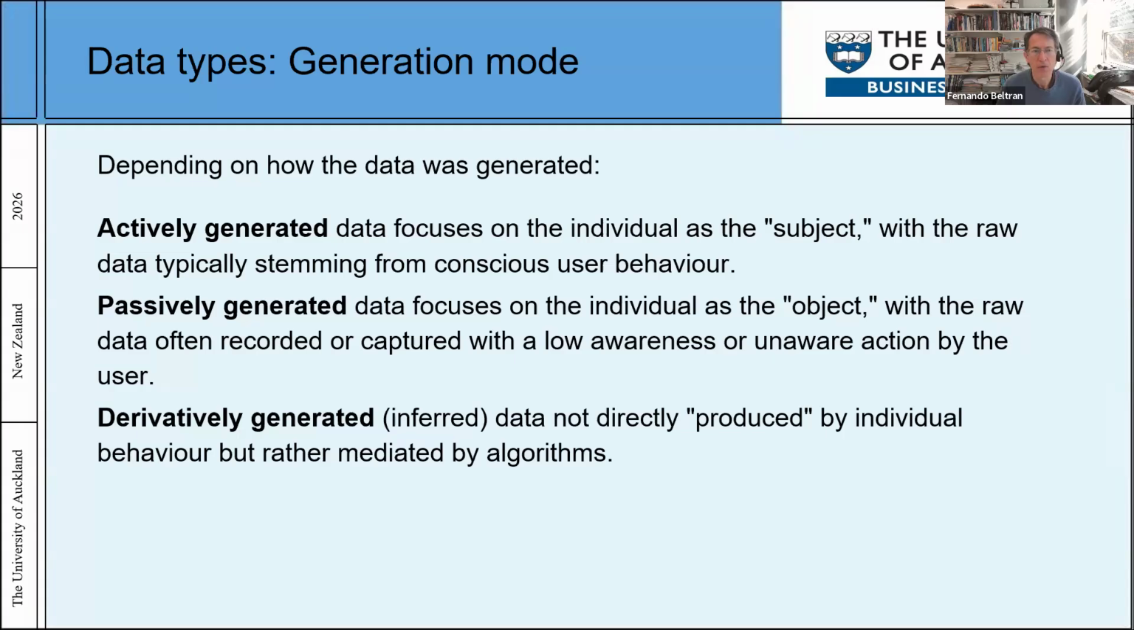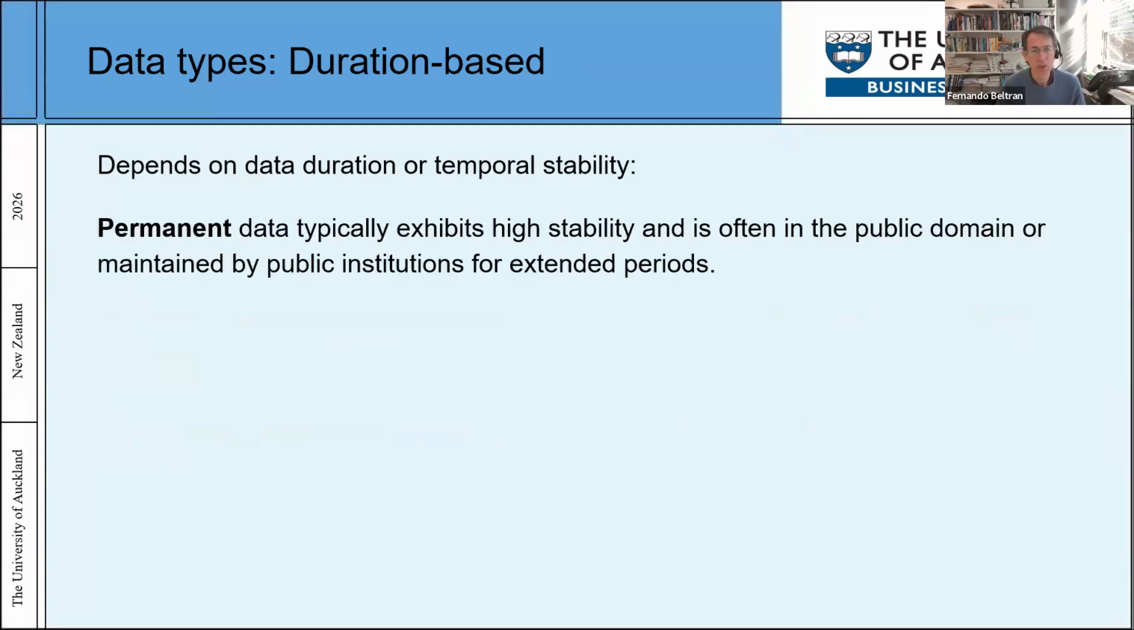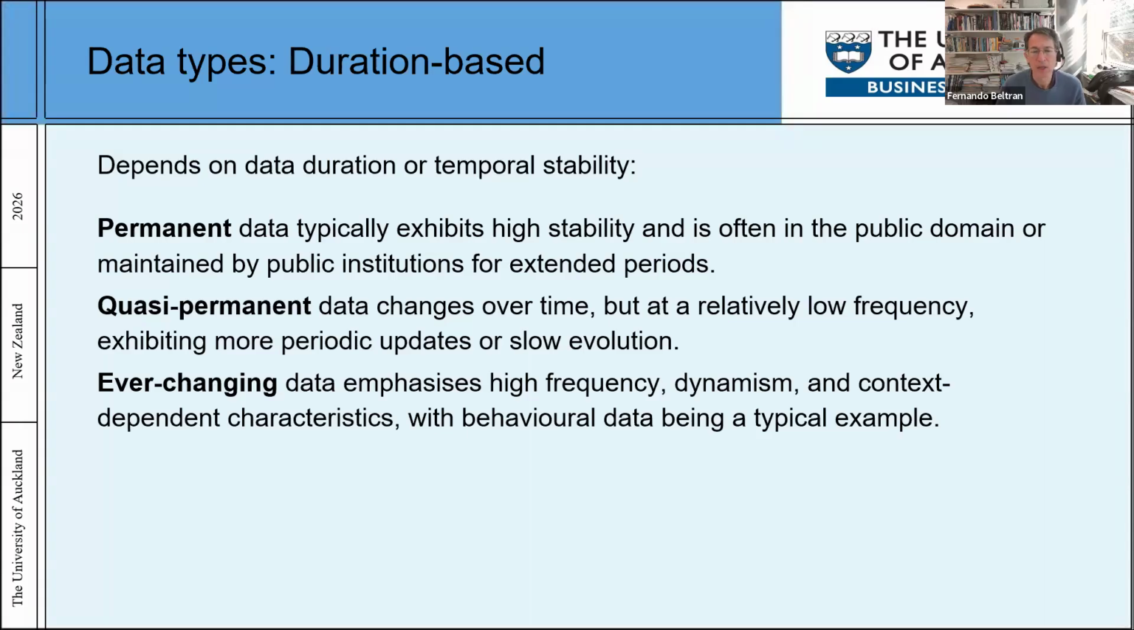A third mode of type is based on the duration or the temporal stability of the data. So we have either permanent data, which exhibits high stability and not much change, or quasi-permanent data, that's data that's going to change over time but with a low frequency and is more like due to updates that may happen. But it also includes ever-changing data, and that's data that changes with a high frequency, more dynamic changes, and definitely context dependent. Behavioral data is a typical example of that.